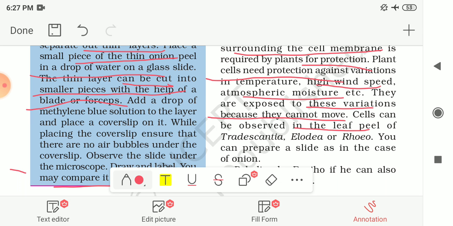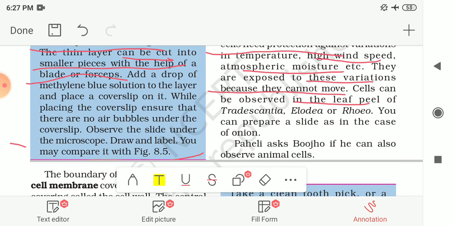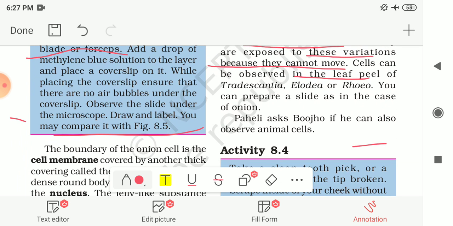And cells can be observed in the leaf peel of Tradescantia, Elodea and Rhoeo. These are the names of some of the plants. In the leaf peel of these plants we can see the cells, and we can observe or study the different parts of the cell. And you can prepare a slide as in the case of onion also.